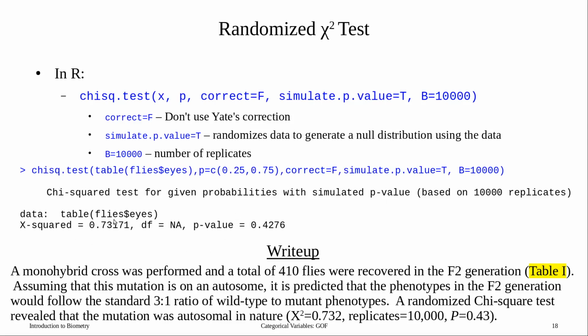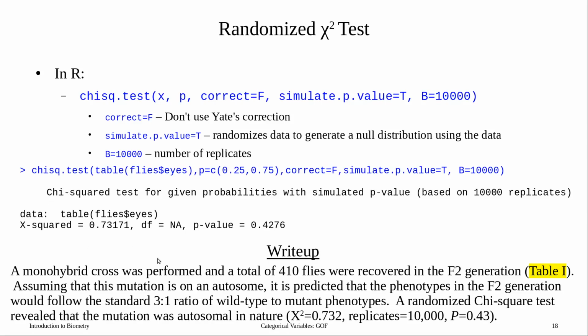You'll note that it still gives a chi-square. That's our observed test statistic. It doesn't give us a degree of freedom because we're not generating our p-value based on some underlying distribution. And it calculates a p-value. The p-value is calculated the exact same way that we did it in our permutation t-test and our permutation ANOVA. It looked to see how many of our random replicates equaled or exceeded this observed chi-square value, and in this case it was about 43% of those values.